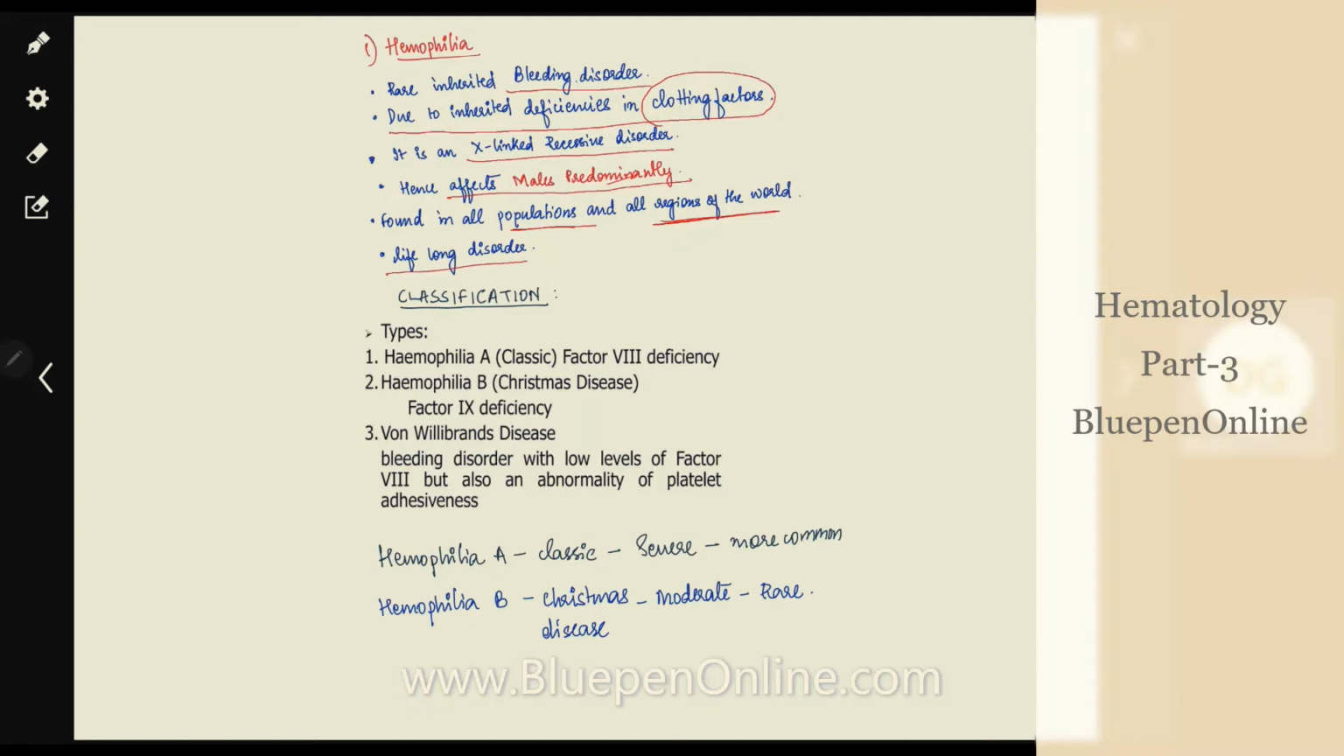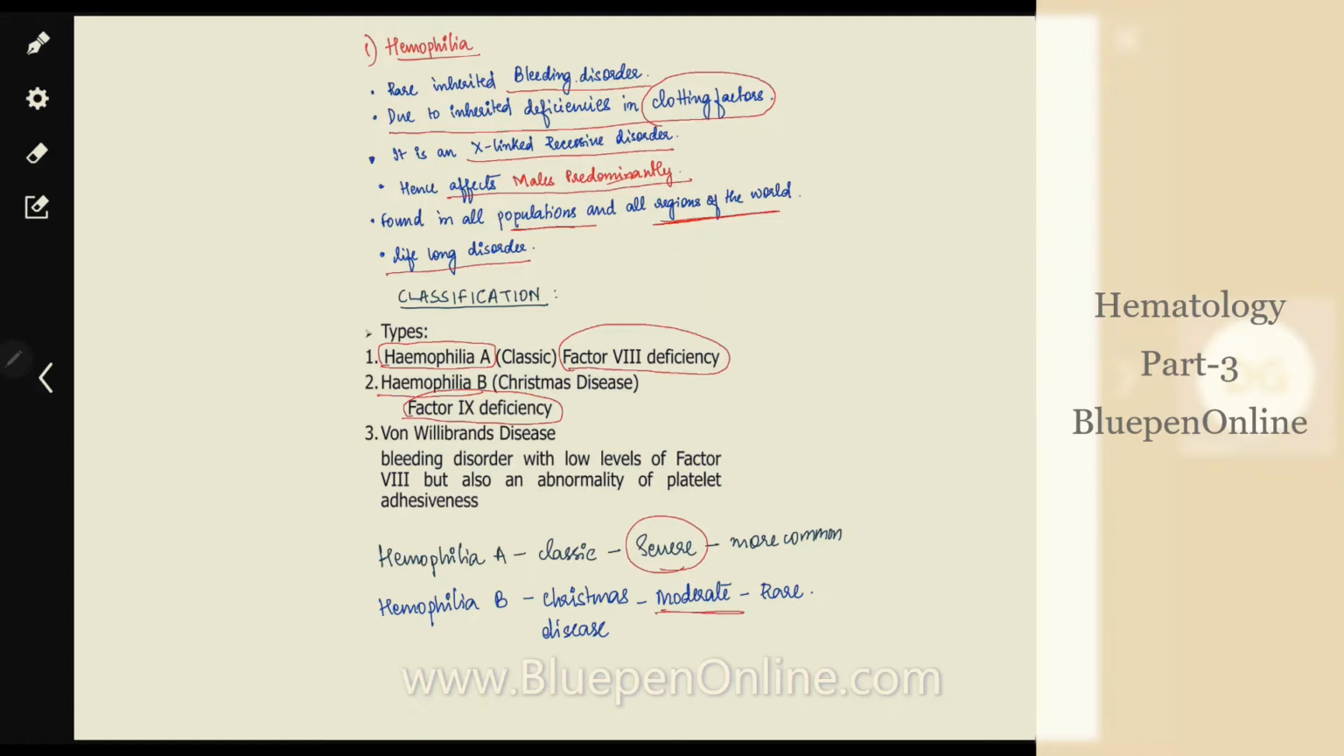How do we classify hemophilia? Hemophilia has common types: Hemophilia A, which is also known as the classic disease, which is extremely severe, and it is due to factor 8 deficiency. Hemophilia B is known as the Christmas disease, which involves factor 9 deficiency. But this is not as severe as Hemophilia A.